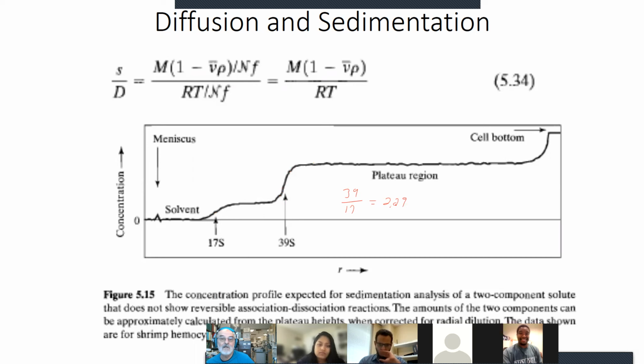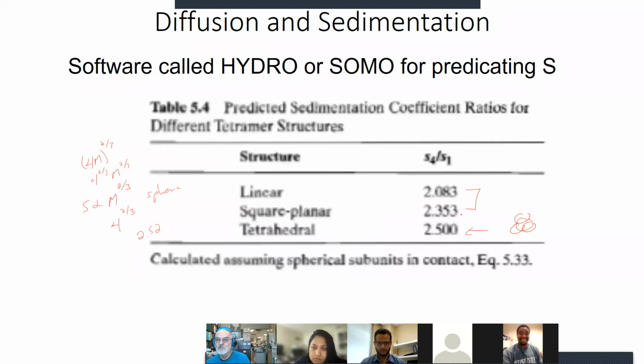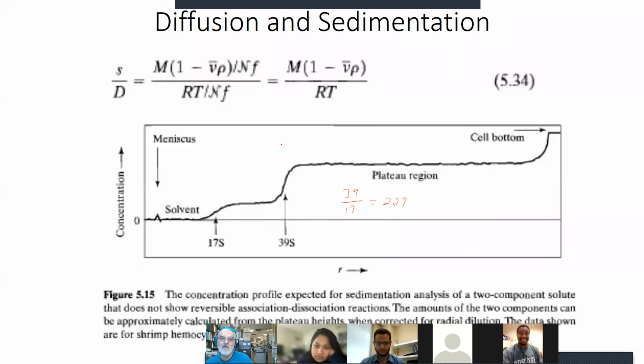2.29. I'm sorry, that's much bigger. 2.29. Go back. 2.29 puts you right here. So this actually is probably close to a tetramer. It's 4 times bigger. If it was a dimer, it would be 2 to the 2/3 power. That's 1.58, 1.59. So running this much faster, this is actually a tetramer. So this is probably a tetramer, and I just showed you how you would reason this out.